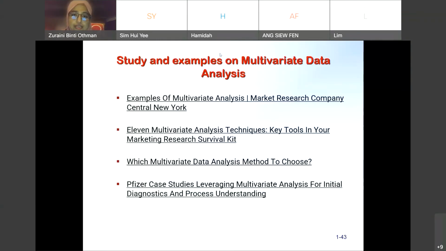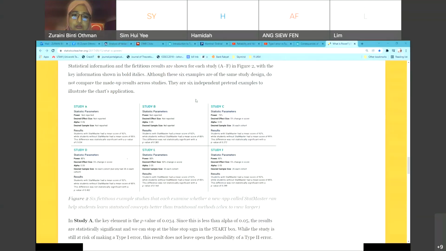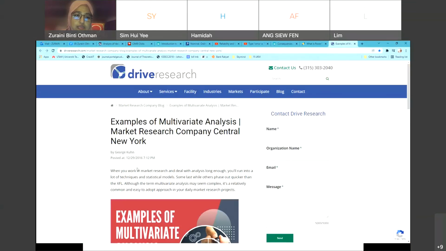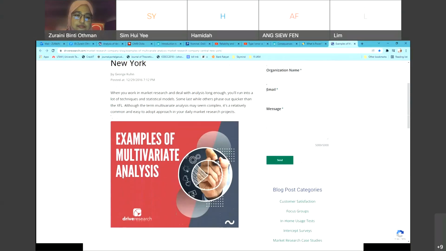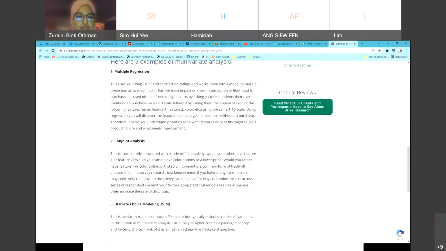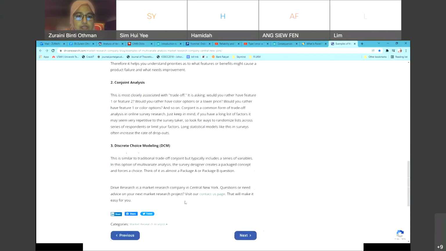I'll put some studies and examples for this analysis. For example, multivariate analysis from a market research company in Central New York. This is an example that I found on the internet. They are using multivariate analysis. Okay, we go one by one. You may go through it. Okay, this is their report, their example. They are using multivariate analysis. Okay, these are three examples: multiple regression, conjoint analysis, and discrete choice modeling.